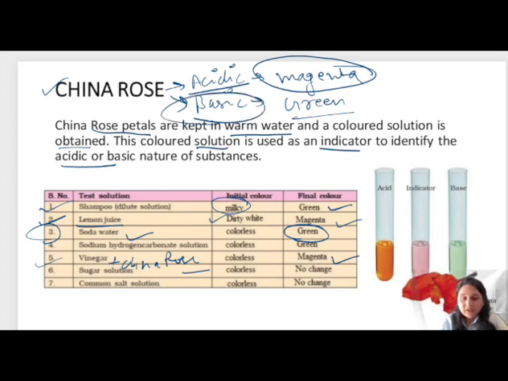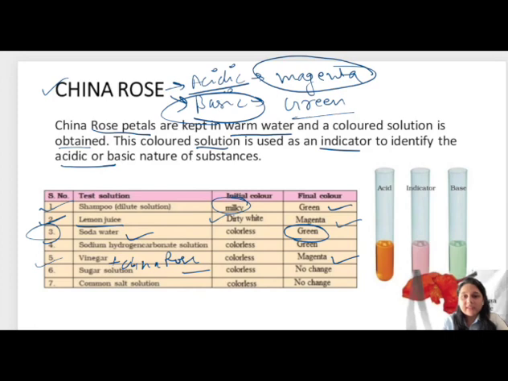So if it is showing the magenta color, that means it is acidic. And if it is showing the green color, that means it is basic in nature. So this is about the China rose. There we have learned about three natural indicators: litmus paper, turmeric, and the China rose. How we can use all these three to find out whether the substance is acidic or basic in nature, or also we can predict it's neutral in nature, right?